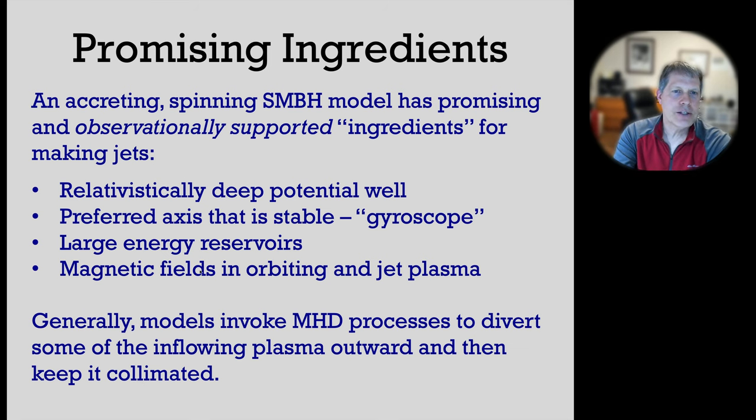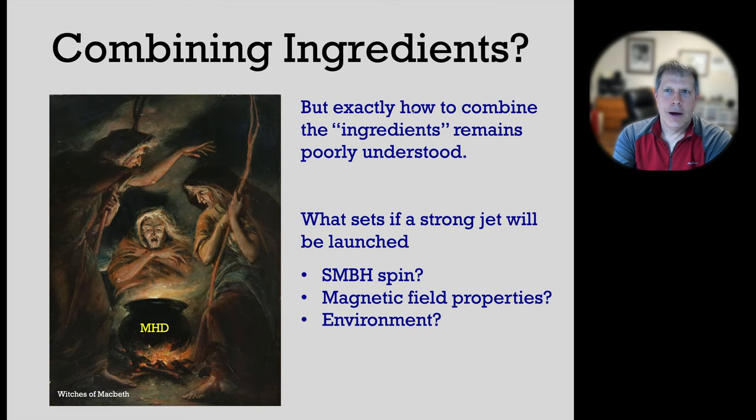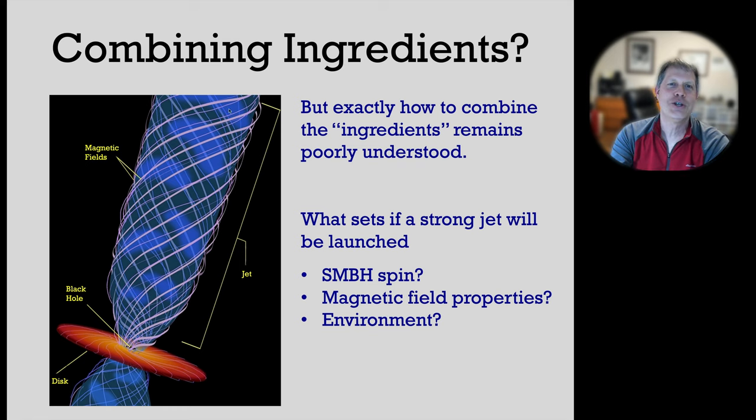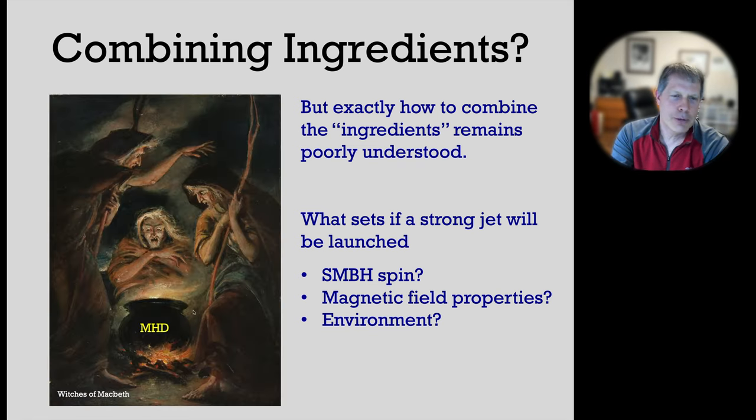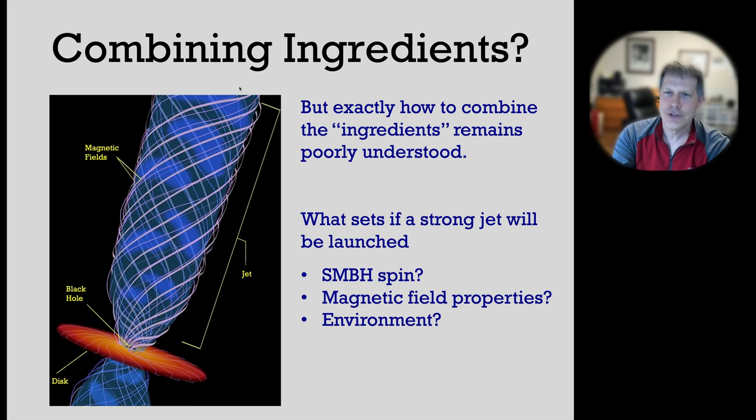So you have these ingredients and you put them together in some way which remains poorly understood, and magnetohydrodynamics comes in, and here are the witches of Macbeth, and they say their incantation. How does it go? Double toil and trouble, fire burn and cauldron bubble, right? And up rises the jet. Okay, there's the jet. So you have your ingredients, you put them in the MHD pot, and up rises your jet.